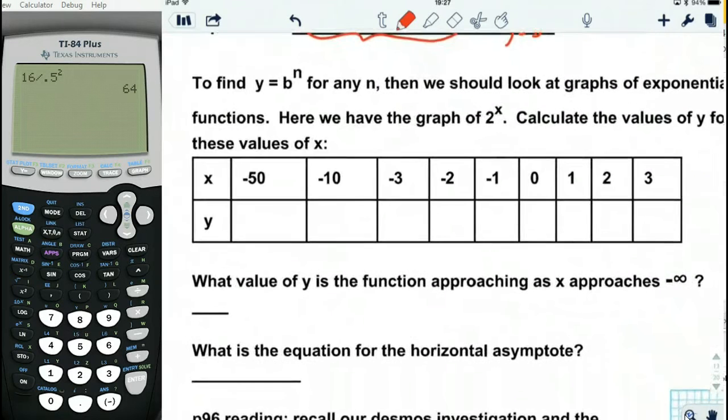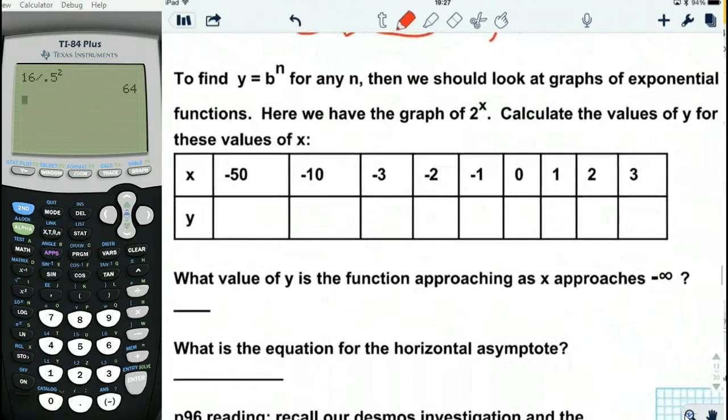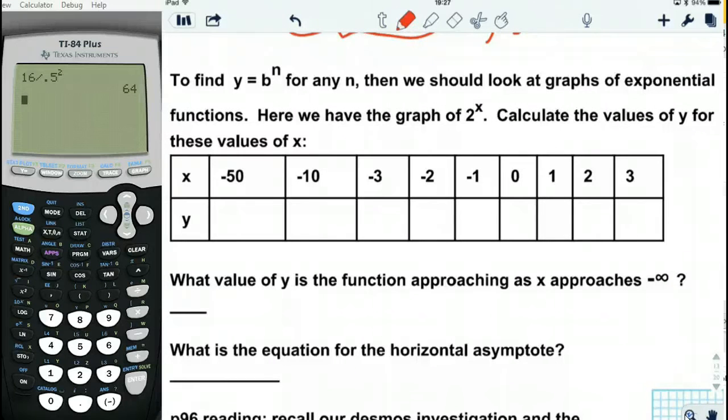Okay, to find y equals b to the n for any n, we should look at graphs of exponential functions. Since a graph is continuous, it'll give us solutions for pretty much any x. So let's look at the case of 2 to the x, and we're going to calculate values of y for these values of x.